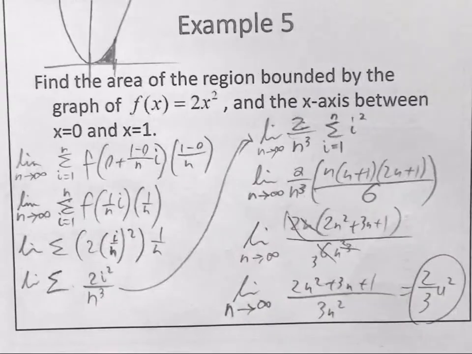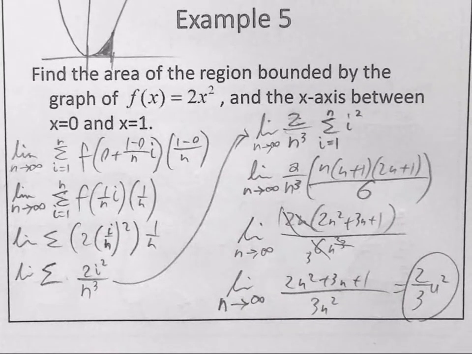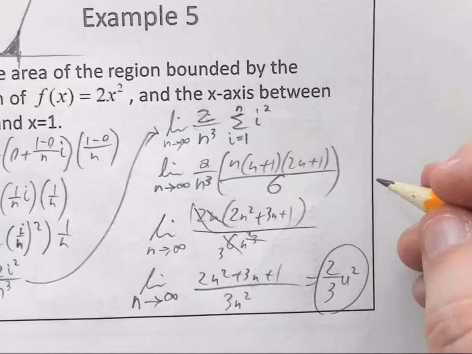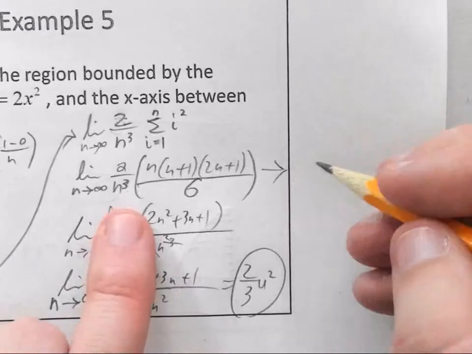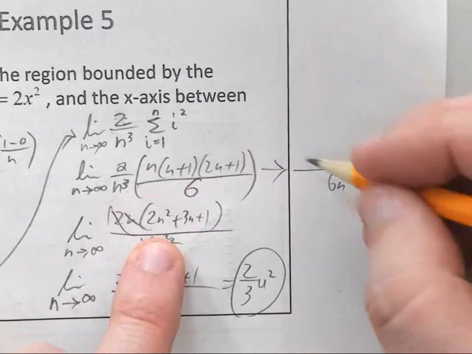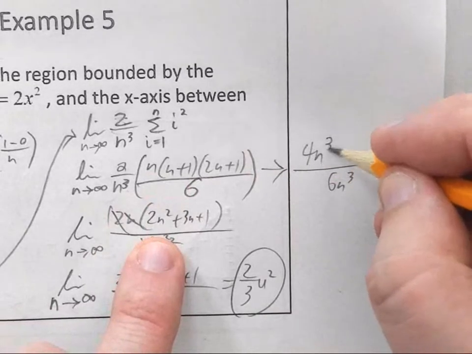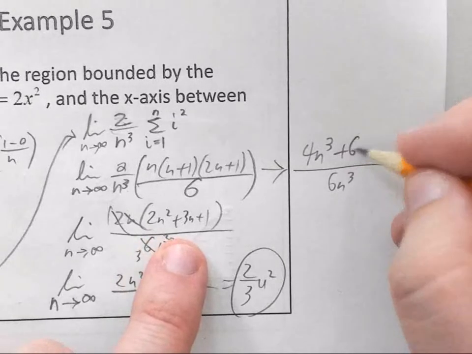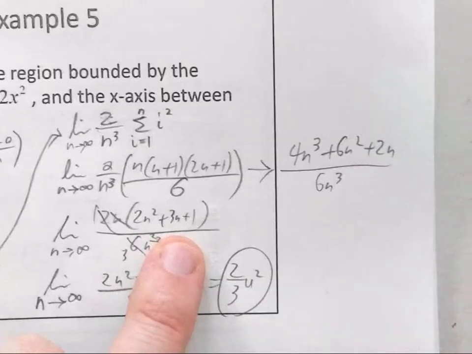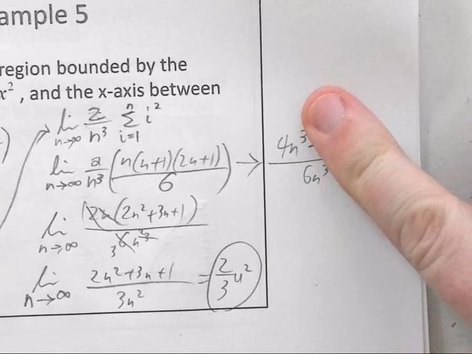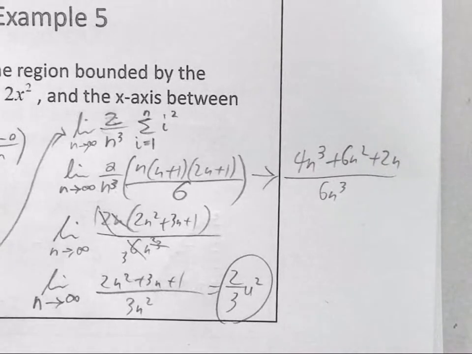Could you bring the limit of 2? Could you have distributed this? Yeah. You could also, because if you look at it, what happens? If I were to go off to the side here, if I were to multiply this all out and not simplify anything, I would get 6n cubed on the bottom. On top, I would get 4n cubed plus, let's see, that'd be 6n squared plus 2n. And if you take the limit as n goes to infinity, you're going to get 4 over 6. So you'll get the same thing. Just kind of which way is easier for you. They'll both work.